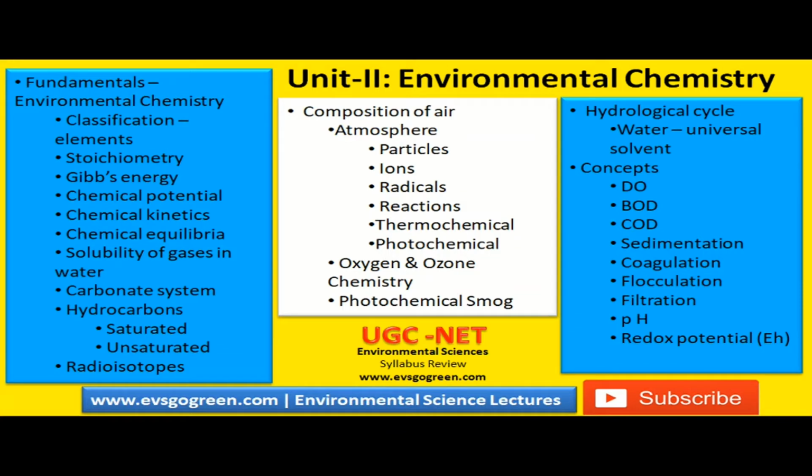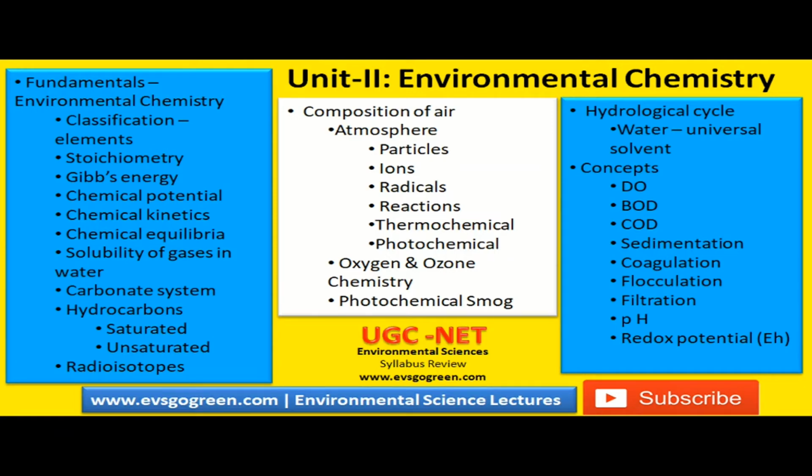The second set involves the environmental chemistry of the air. It talks about the composition of air, and the composition of different gas molecules in air is called the atmosphere. So what are the different particles present in the atmosphere? What are the ions, the radicals, and the different reactions that take place in the atmosphere? Basically thermochemical reactions and photochemical reactions, what are they?